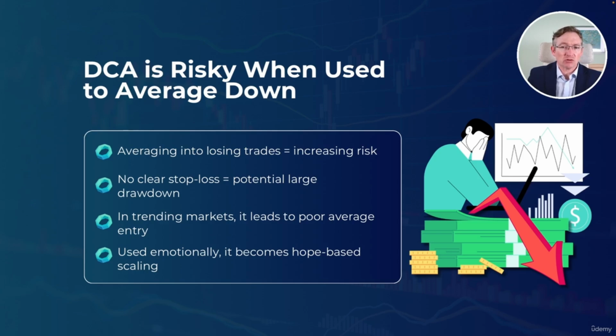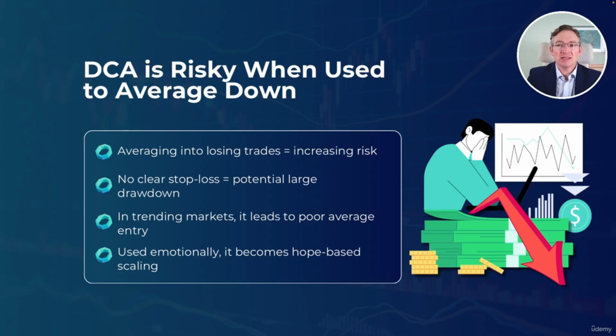And the reason it's dangerous is because you're increasing your exposure to a position that's already going against you, and you haven't got a clear exit plan, you see. And if you don't have a stop loss, you could potentially face a very large drawdown or worse, total portfolio damage. Now, in strongly trending markets, especially bear markets, averaging down often leads to a terrible average entry. You're just throwing good money after bad, and the worst part is you're no longer making rational decisions. You're acting emotionally, and you're trying to fix a mistake by doubling down on that mistake, right?